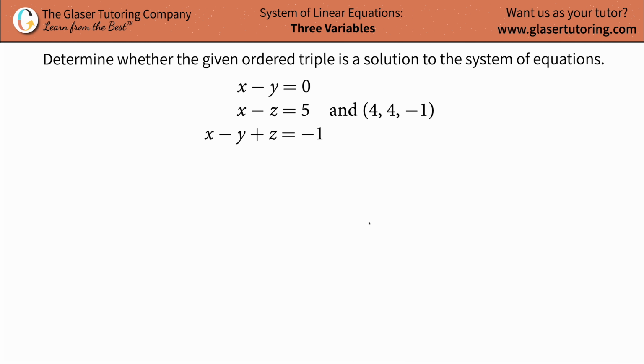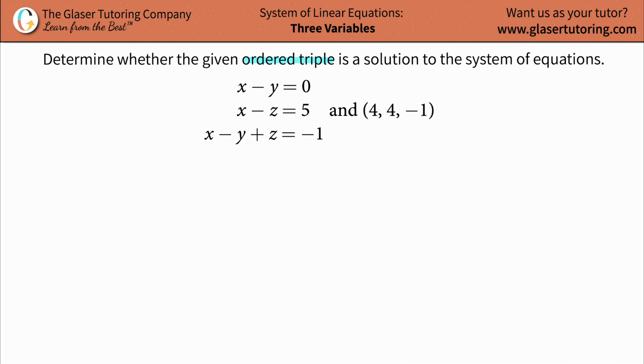It's Christina from the Glaser Tutoring Company, and today we're going to be talking about 3 variables, 3 dimensions. So now we have an ordered triple here, right? And usually we deal with ordered pairs, which means that we just have x, y coordinates, but we're getting fancy. We're moving on up in the world. And now we are going to be given ordered triples.